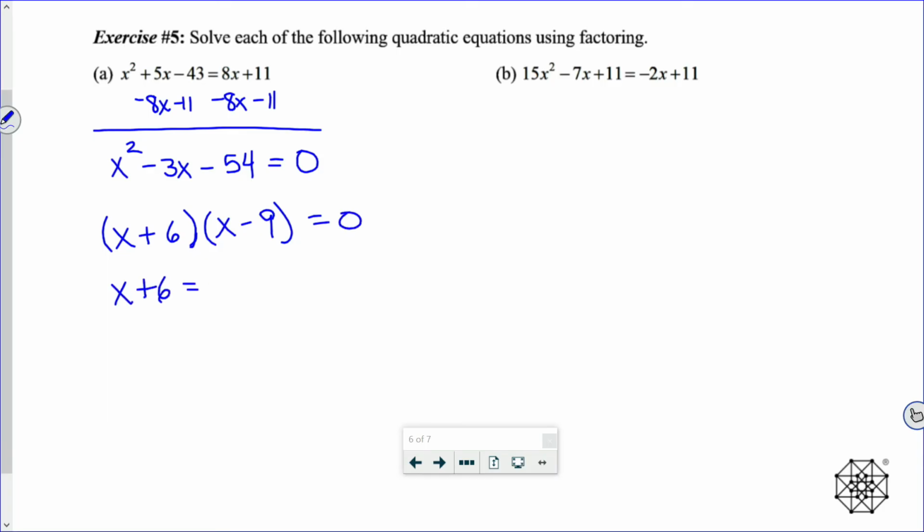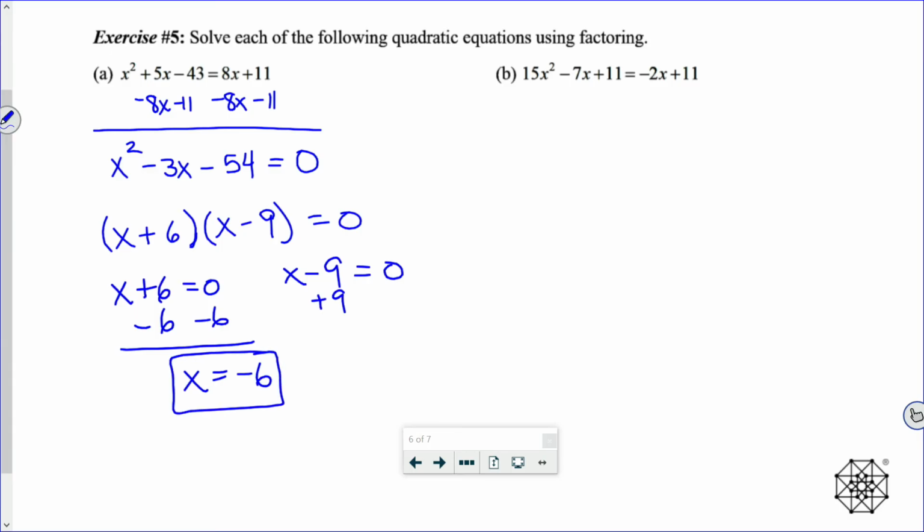X plus 6 is equal to 0. X minus 9 is equal to 0. Subtract 6 from both sides, and I'll get x is equal to negative 6. Add 9 to both sides, and I'll get x is equal to 9.